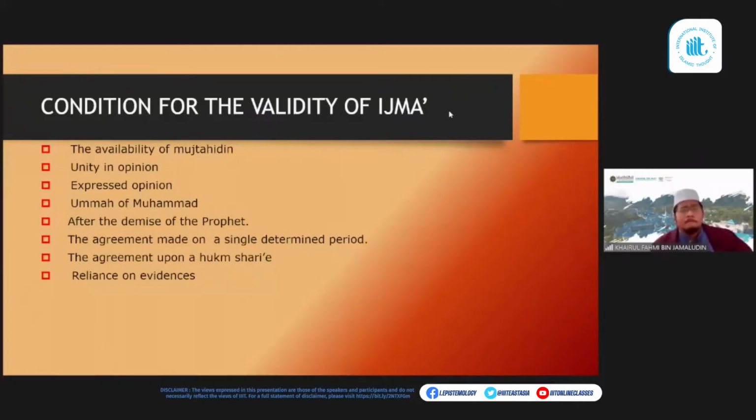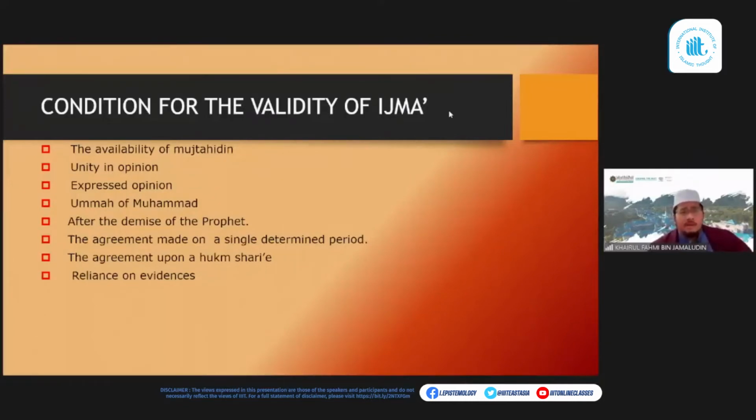Okay. Number 4, Ummah of Muhammad. Ijma can take place among the Ummah of Prophet Muhammad sallallahu alaihi wasallam and not the Ummah of other prophets. If it is the ijma from the Ummah of Prophet, for example, Prophet Musa, it is not ijma. If it is ijma from the Ummah of Prophet Isa, it is not ijma. It must be the unity or consensus from the Ummah of Prophet Muhammad sallallahu alaihi wasallam.